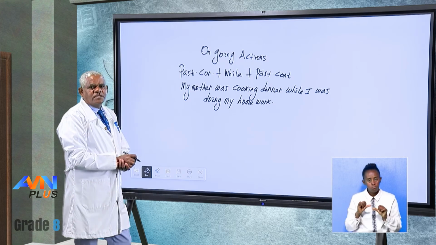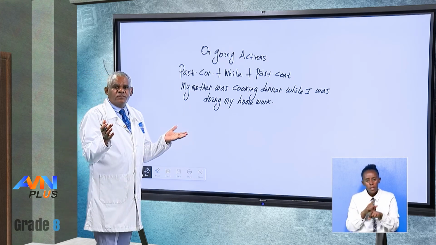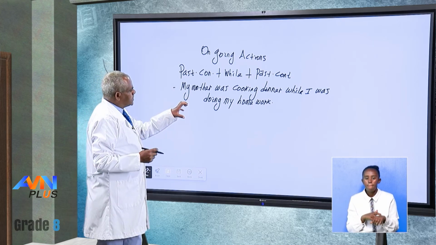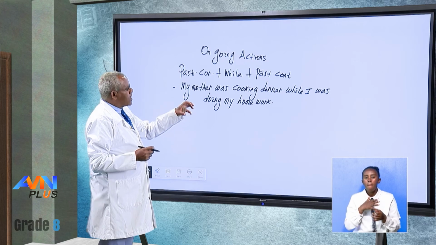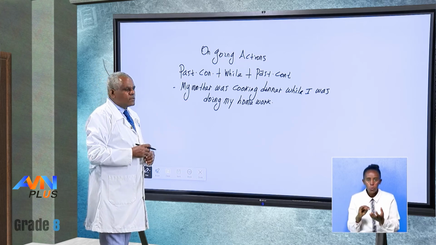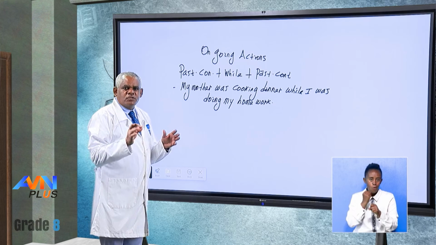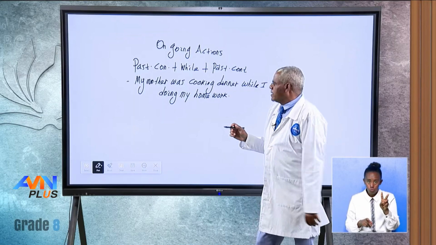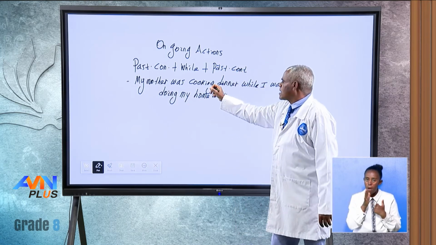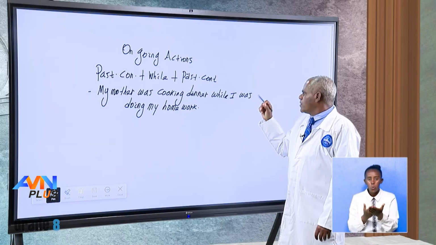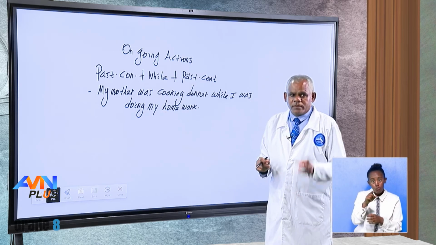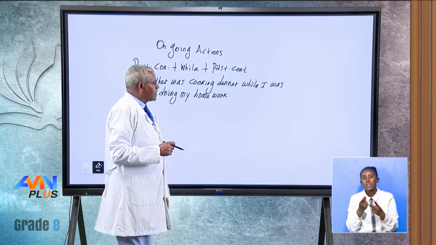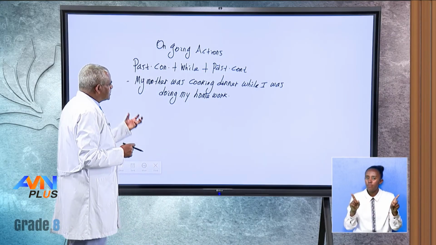An ongoing action sentence can be performed in different ways. I would like to show you. This is one type. My mother was cooking dinner while I was doing my homework. These two actions are performed by two different people. Your mother is doing one activity, cooking, whereas you are doing your homework. There are two different subjects and different actions.